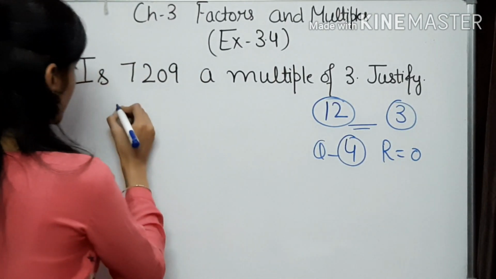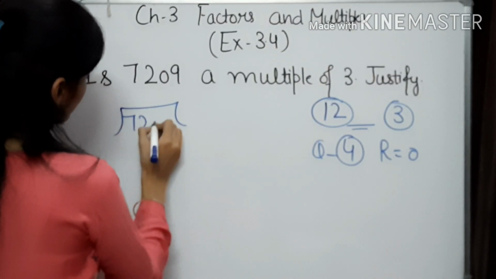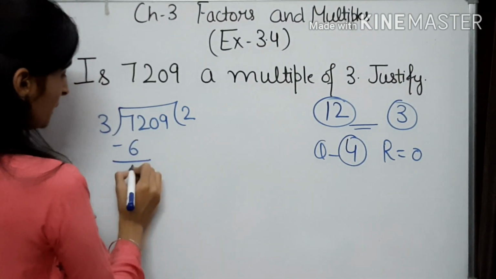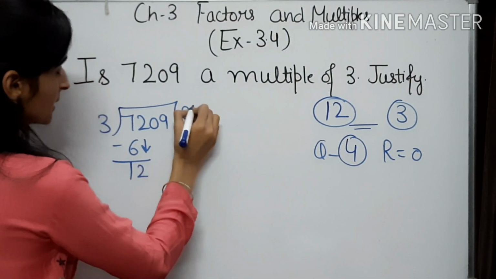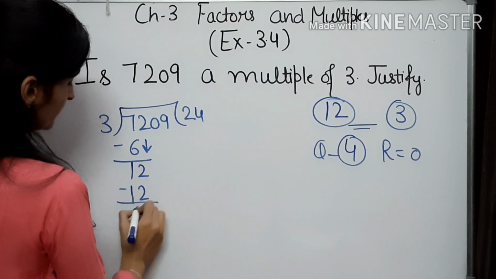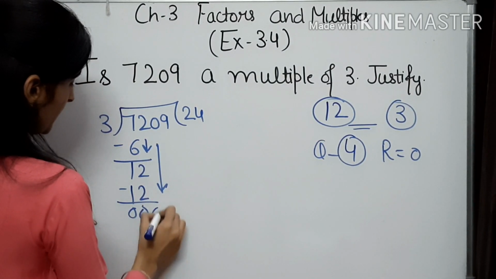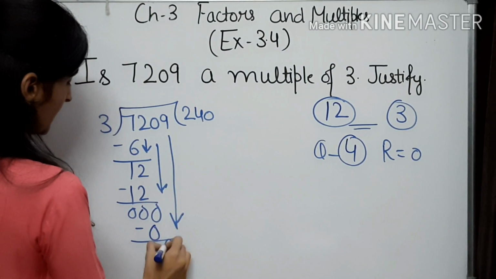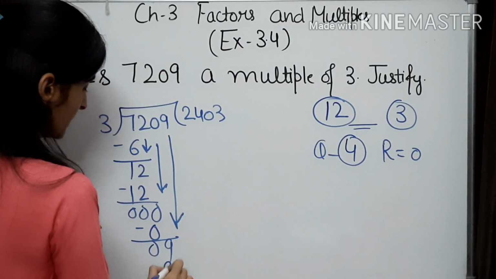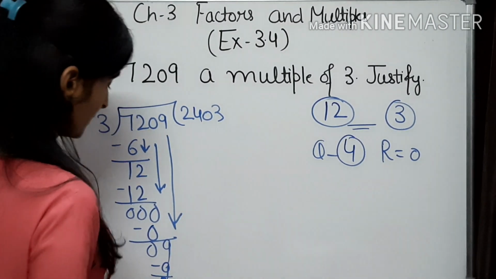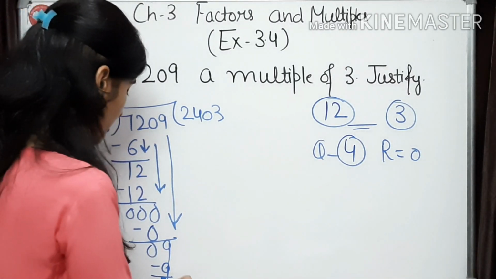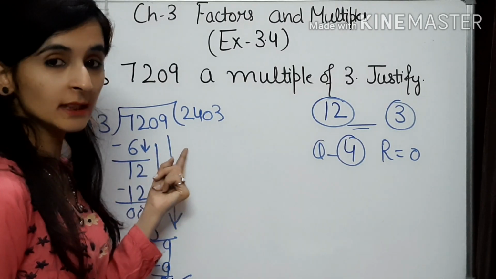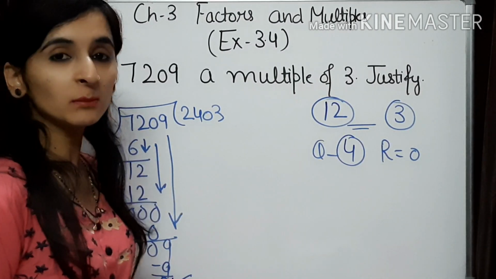So let us start dividing by 3 now. 3 2s are 6, 7 minus 6 is 1, 3 4s are 12, then 3 zeros are 0, and at the last 3 3s are 9. So what is the remainder here? The remainder is 0. It means 7,209 is completely divisible by 3.